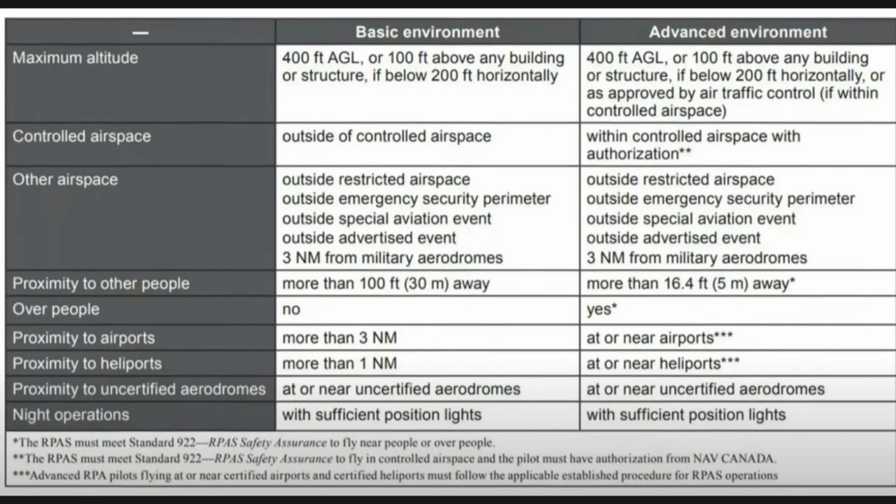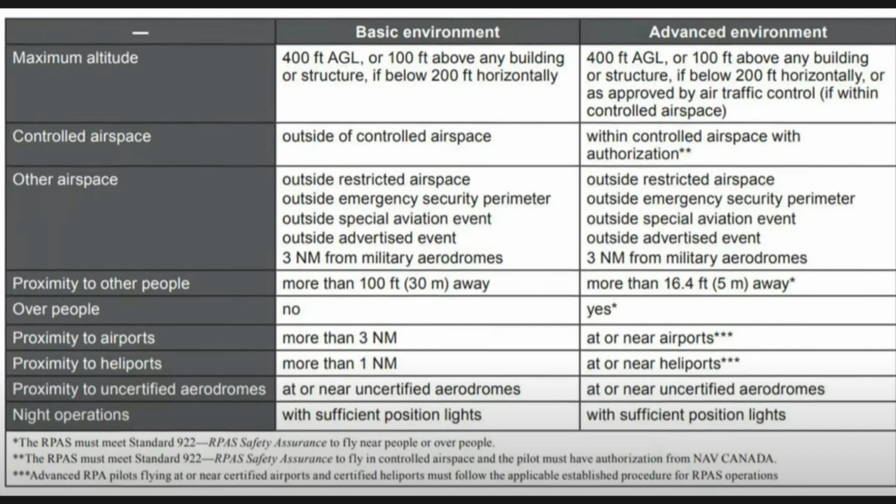So as we go further down the list, as you can see on the advanced operations side, over people is yes, but that's based on the safety assurance factor. So again, those standards are Category B, 30 meters but no less than 5, Category C, 5 meters or less, which is basically over people. So that's what this document's referring to. You can refer back to our last slide in regards to what those safety assurance categories go through.